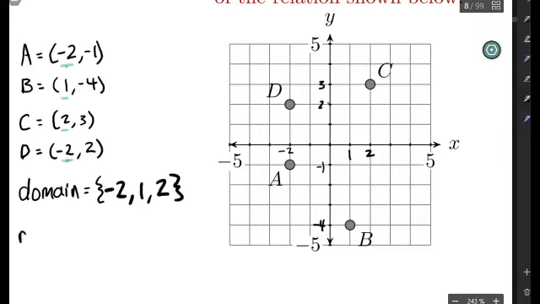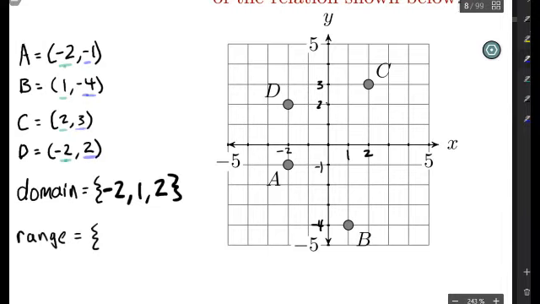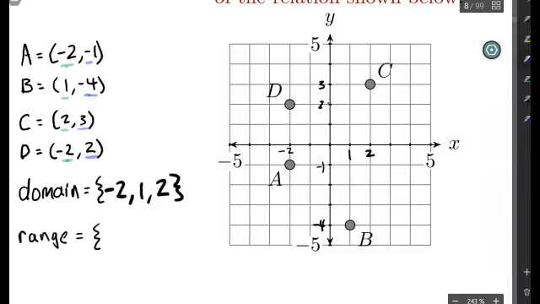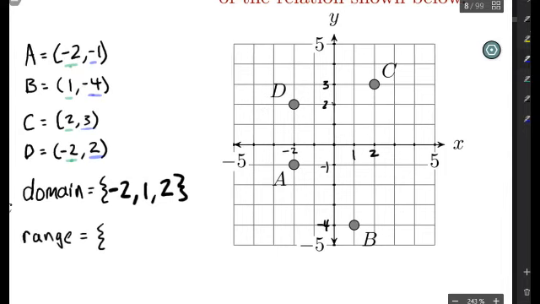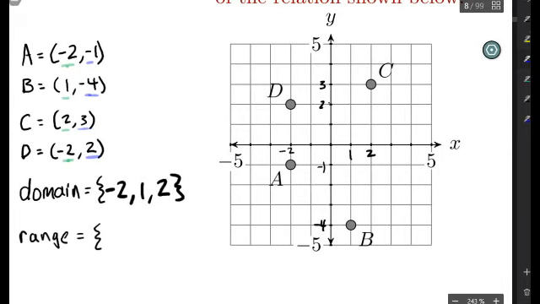And then the range consists of negative 1, negative 4, 3, 2. No repeated numbers. So the minimum number is negative 4. Let me go back to black.